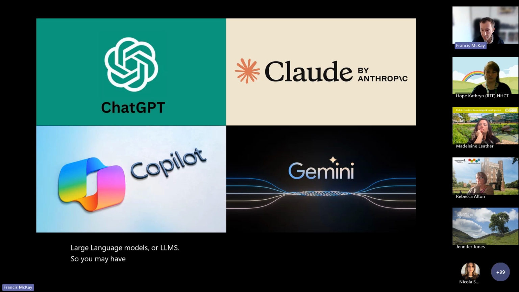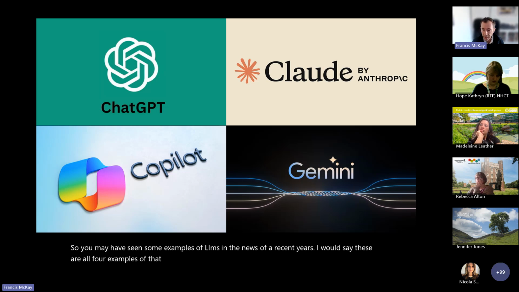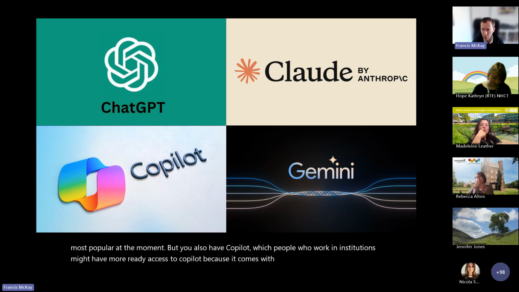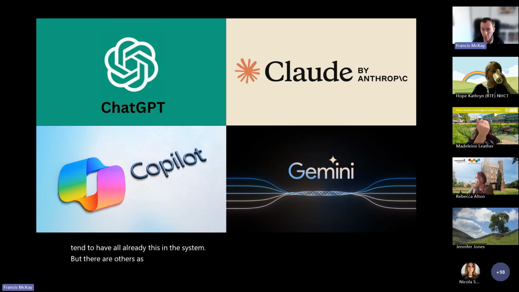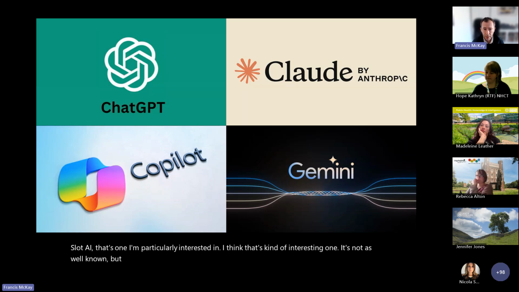So you may have seen some examples of LLMs in the news over recent years. I would say these are all four examples of that, some of the bigger commercial ones. ChatGPT is probably the most popular at the moment, but you also have Copilot, which people who work in institutions might have more ready access to because it comes with Microsoft, and organizations tend to have this in the system already. But there are others as well. There's Anthropic's Claude AI. That's one I'm particularly interested in. I think that's an interesting one. It's not as well known, but quite a powerful one. And then you've also got Google's Gemini, as well as a bunch of others.